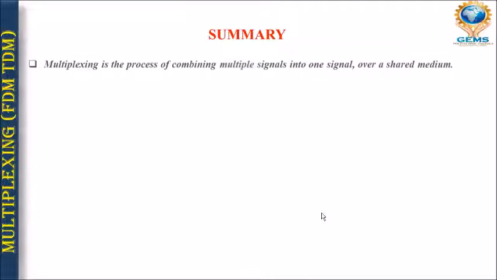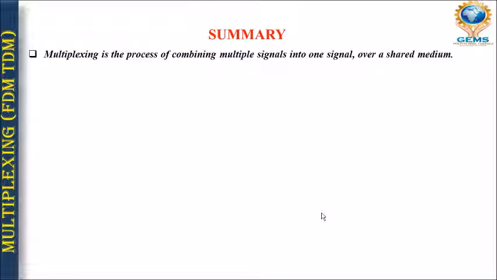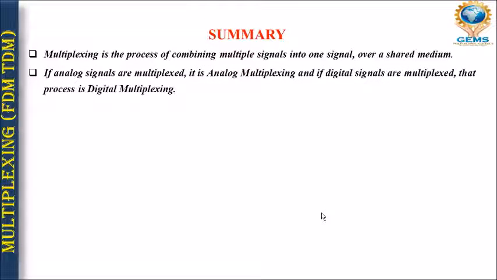Okay, so let's talk about the summary of what we have covered so far in this video. That is, multiplexing is basically the process of combining signals into a shared medium. So what is multiplexing? Basically, suppose we have so many input signals, and these input signals will be combined to make a composite signal. Okay, so when an analog signal is multiplexed, it is known as analog multiplexing, and if a digital signal is being multiplexed, then it is known as digital multiplexing.